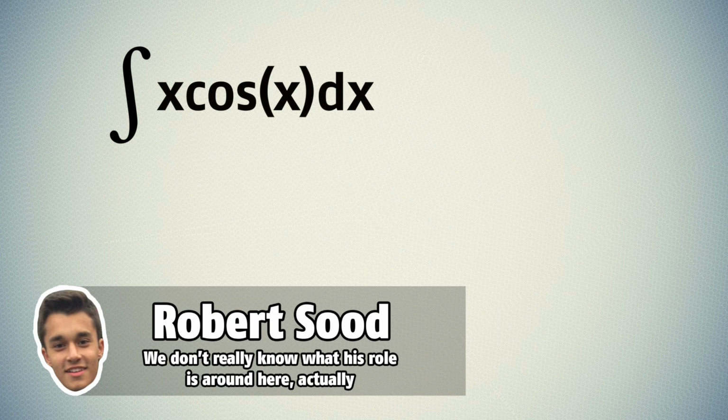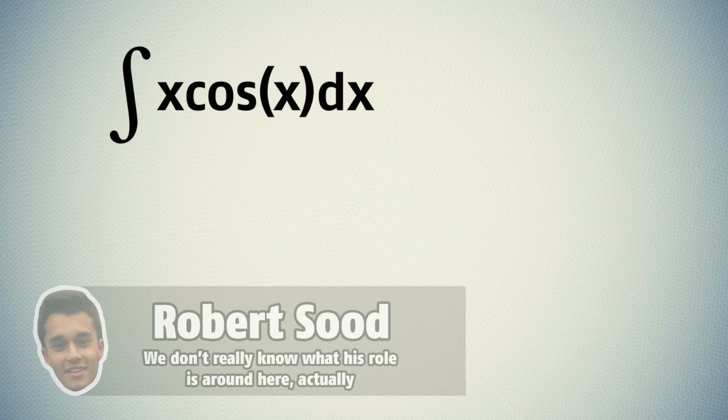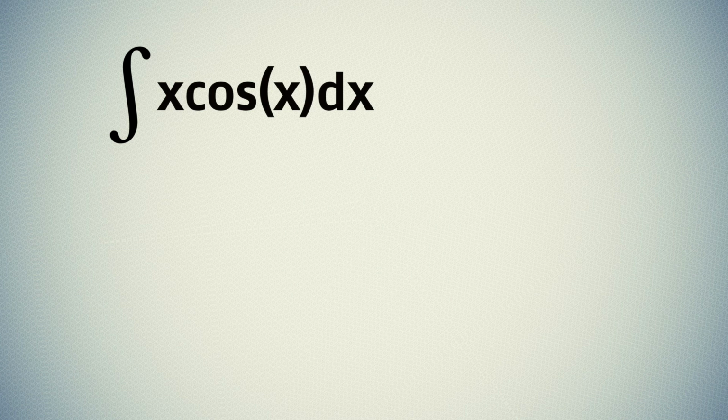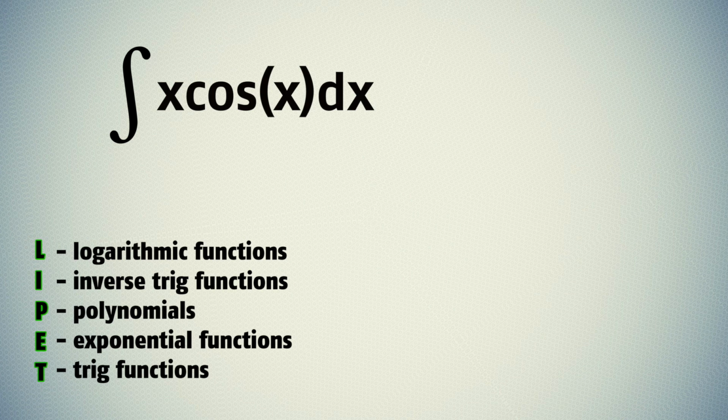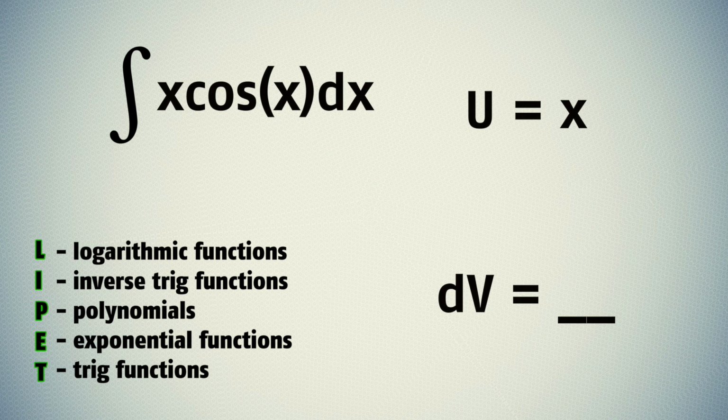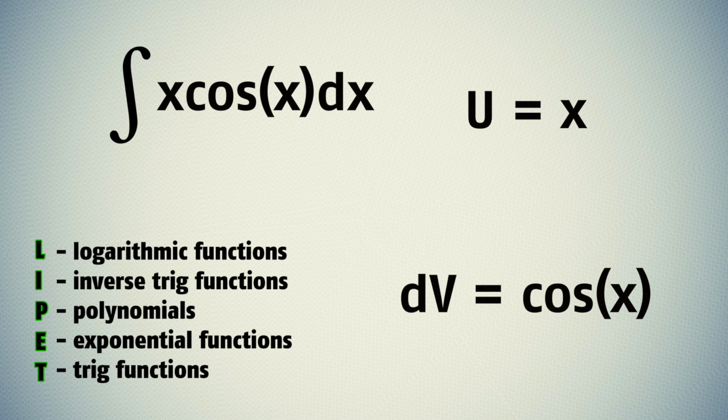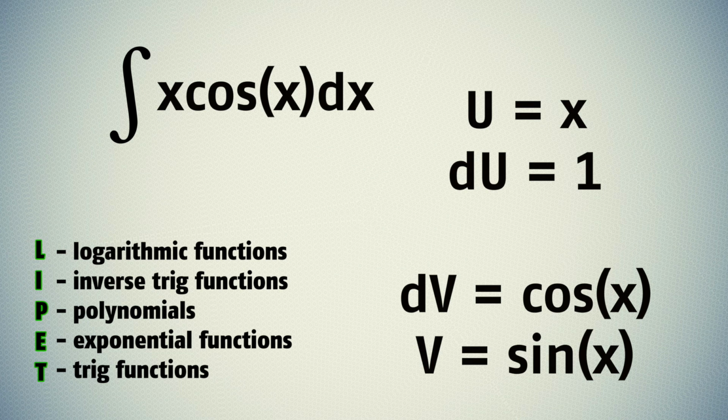Let's do an example. Here we have the integral of x times cosine of x. Looking at LIATE, you have x, which is a polynomial, and cosine x, which is a trig function. P comes before T, so make x your u and cosine x your dv. The derivative of x, of course, is 1, and the integral of cosine x is going to be sine x.